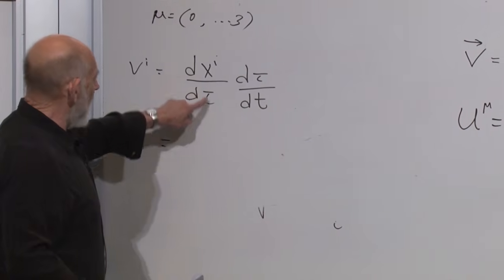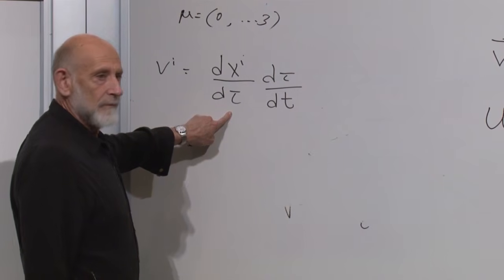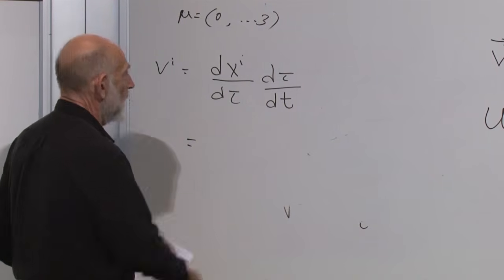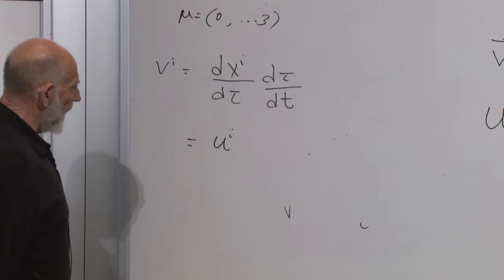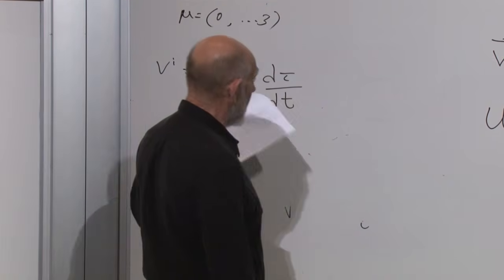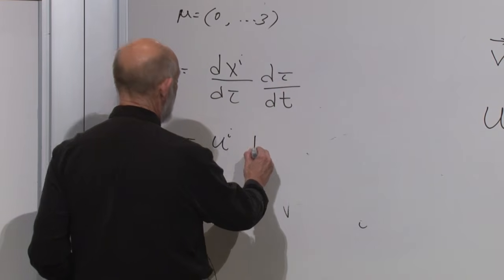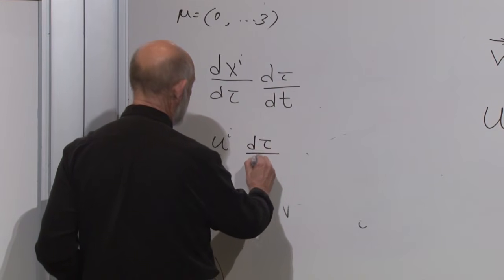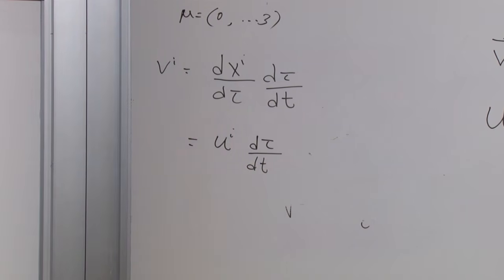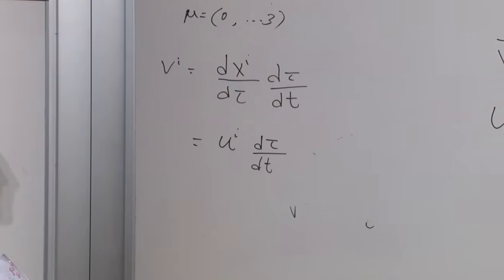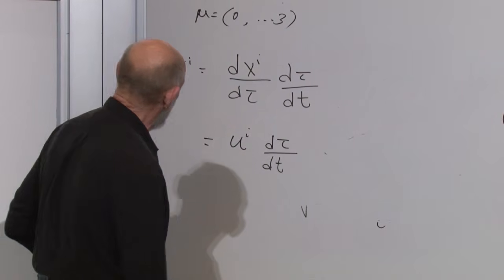All right, now dx_i by d tau, what is that? That's u sub i, where I now am in particular concentrating on the space components of u, times d tau by dt. We'll come back to d tau by dt in a moment. In fact, we're going to come back to it right now.